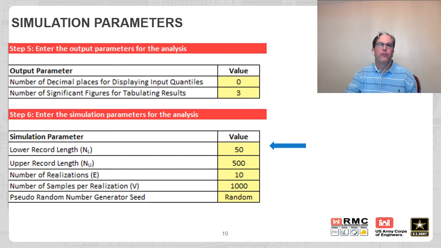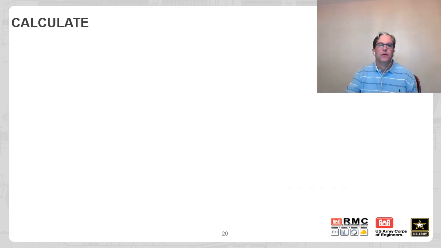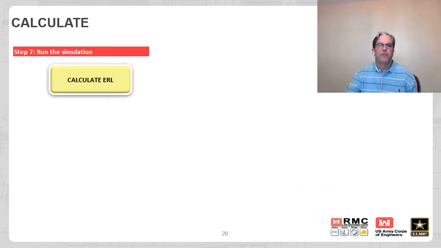Step 6 includes some additional advanced simulation settings available to the user. The default values shown here should be adequate for any typical analysis. The user does not need to change these values. In step 7, we get to run the analysis to calculate the effective record length by clicking on the ERL button.